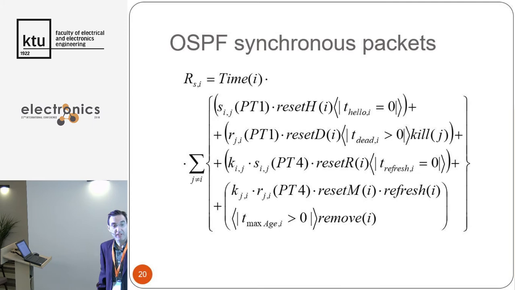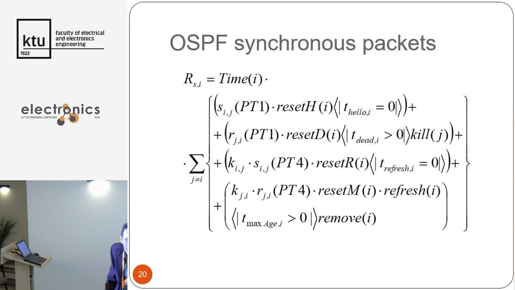Or if the refresh timer is zero, and the KIG value is one, meaning, you remember, that we are able to exchange LSAs with the neighbors, send an LSU to the neighbor and reset the refresh timer to the maximum value. Otherwise, if the max age timer is bigger than zero and this interface is able to exchange LSA values, receive this LSU packet, reset the timer to the maximum value, and refresh its LSA database, meaning compare the values you just received with the values you already have in your database. If they are better or more up to date, then change it, and otherwise remove it from the link state database.